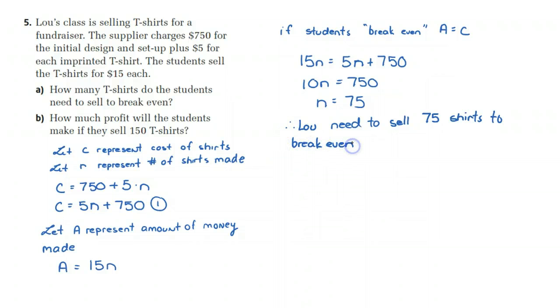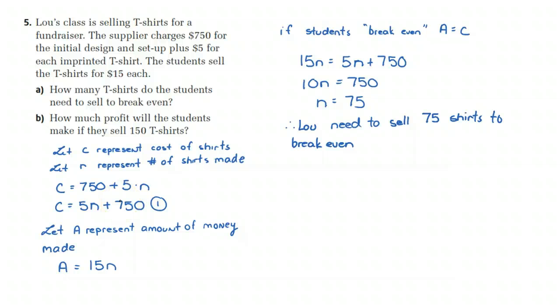So let's go through this again, because it's a little bit different than other problems we've done. So the first thing we figured out was, how much does it cost Lou's class just to produce the shirts? And it's $750 to start, just to get the machine set up, plus $5 for every shirt they print. So if C represents the cost of shirts, N represents the number of shirts made, we have an equation to find the cost for production, which is 5N plus 750.